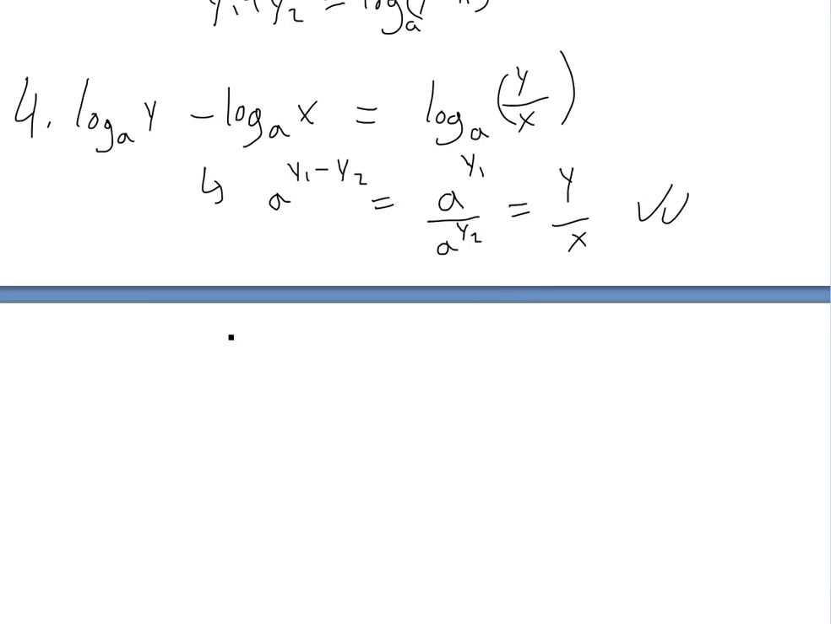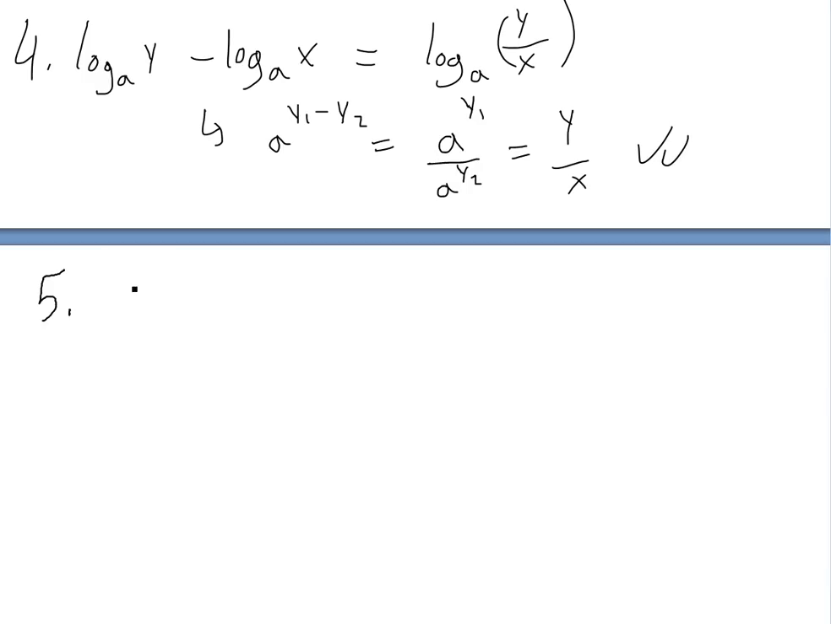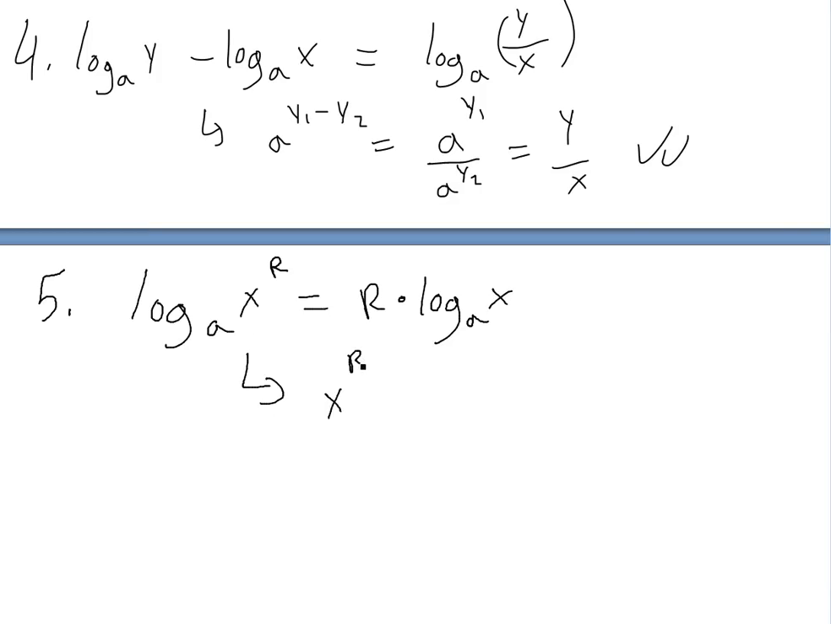Now another really important one is if we have something like log_a of x to the r, where r is any real number. This just equals r times log_a x. I'll show you the proof right here. Let's look at our regular definition: x to the r equals a to the y. This is what y is saying, so y equals log_a of x to the r.